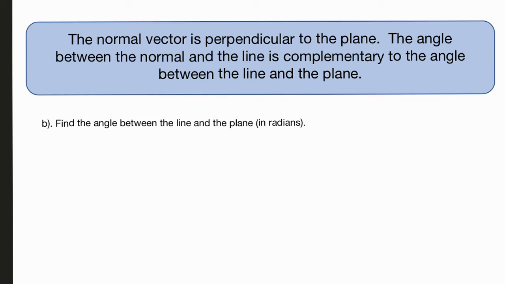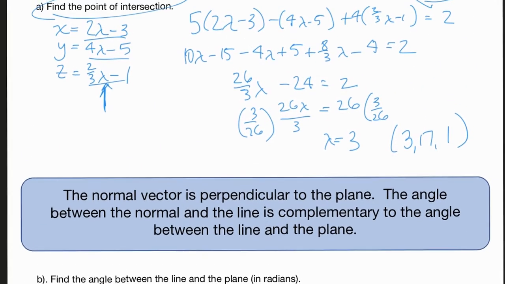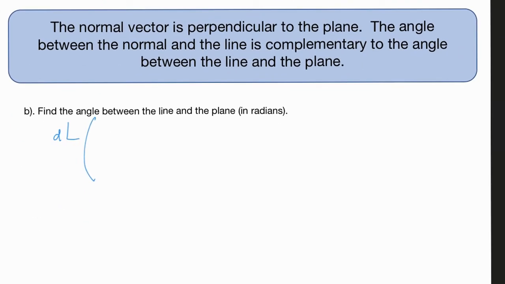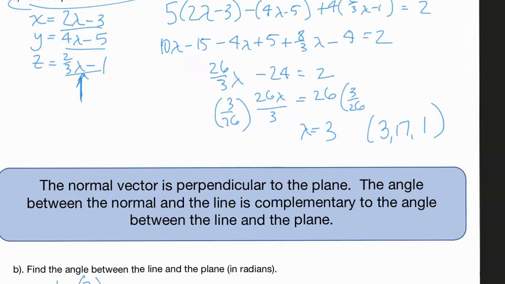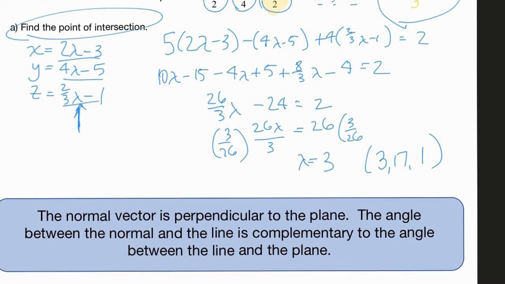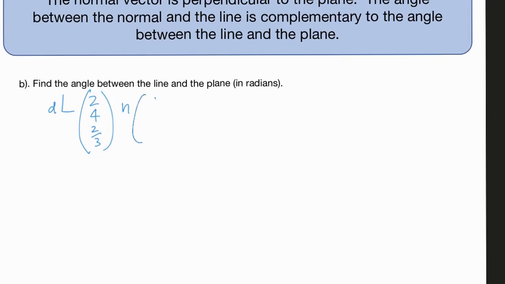So I'm going to figure out what the direction of the line is. If I scoot this back up so I can see it, I believe it is 2, 4, 2/3. And then the normal of the plane, if I look back up here, is just the coefficient vector, so 5, -1, 4. Now I'm going to find the angle between these two, which means I need to do the dot product.